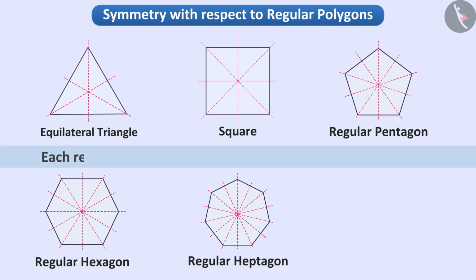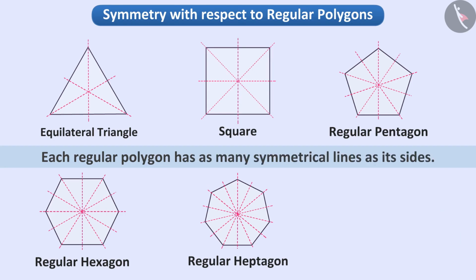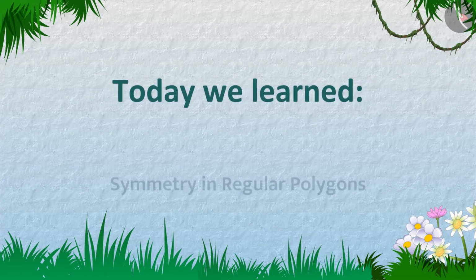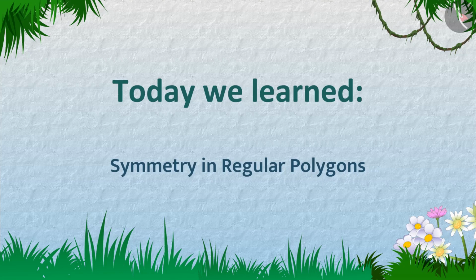Absolutely right. Each regular polygon has as many symmetrical lines as its sides. So how many symmetrical lines can be drawn in a regular octagon? Think. Exactly. 8 symmetrical lines can be drawn in it. So today we learned symmetry in regular polygons. We will understand it better by discussing some examples in the next video.